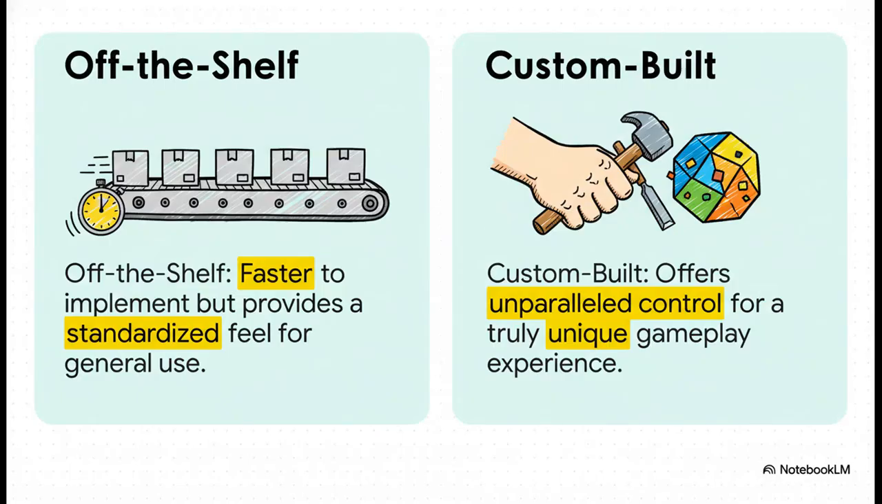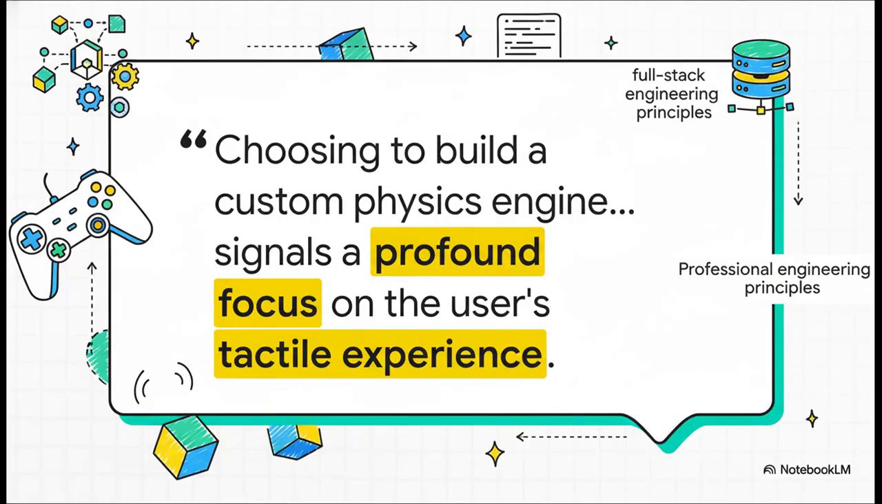So this begs the question, why build it from scratch when you could just buy an engine off the shelf? Well, using a pre-built engine is kind of like putting a standard sedan engine in a car. It works, it's fine for getting around. But building a custom one, that's like handcrafting a finely tuned racing engine. It gives the developers total pinpoint control over every little detail, how high the ball bounces, how much spin it has. That's how you create a unique gameplay feel that nobody else can copy. And this quote just nails it. Making that choice to build your own shows an incredible commitment to the player. It's a statement that says the feel of the game, that tactile experience, is more important than anything else. And honestly, that's the mark of really great game design.